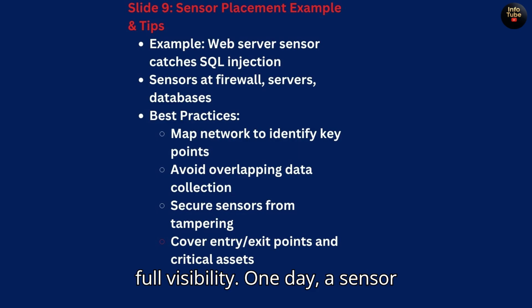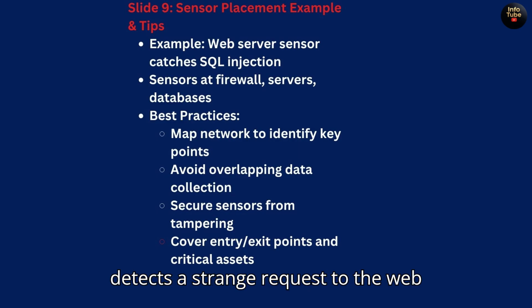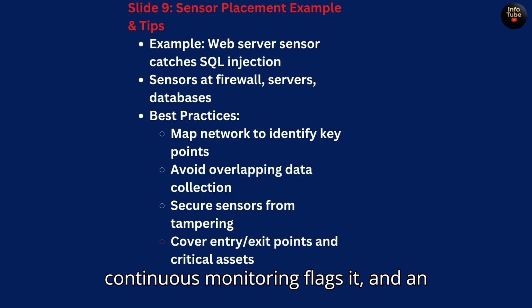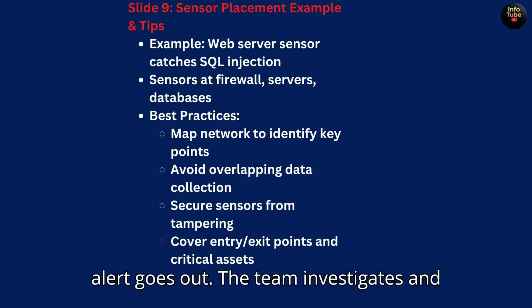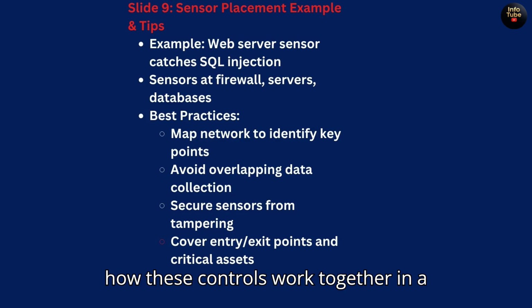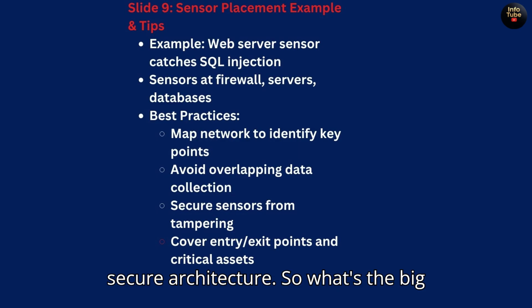One day, a sensor detects a strange request to the web server. The SIEM logs it, continuous monitoring flags it, and an alert goes out. The team investigates and stops a hacker in their tracks. That's how these controls work together in a secure architecture.